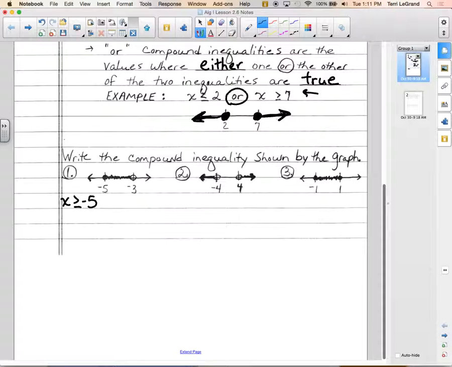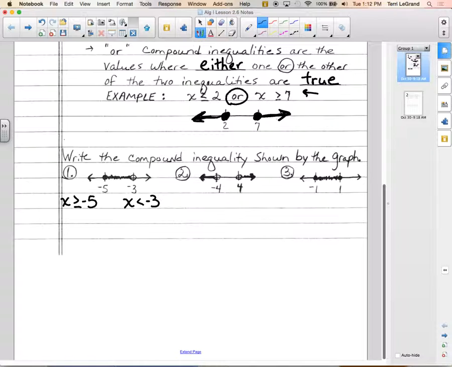Okay, what is the other one then, where we have an open circle at -3 and now it is shaded to the left? What's that in a simple inequality? Michaela? X is less than what? -3. Okay, now we have to decide if this is an and or an or. What do you think, Sam? Is this an and or an or?